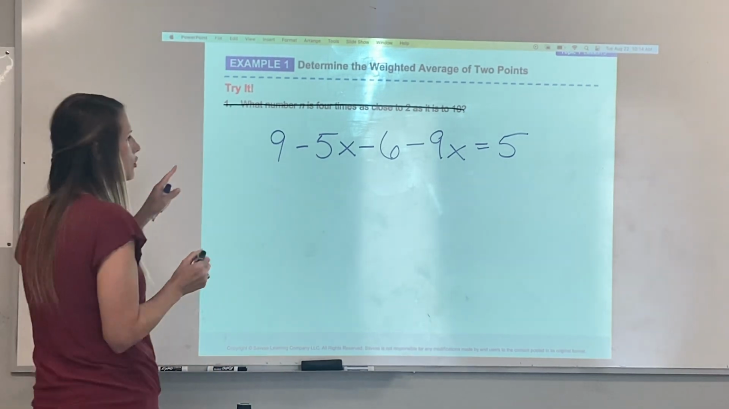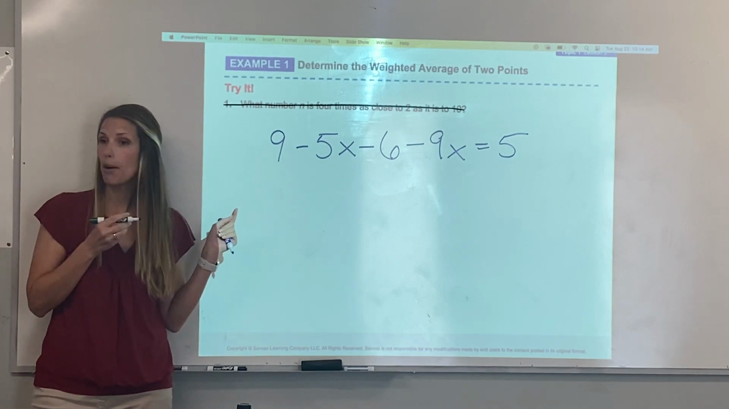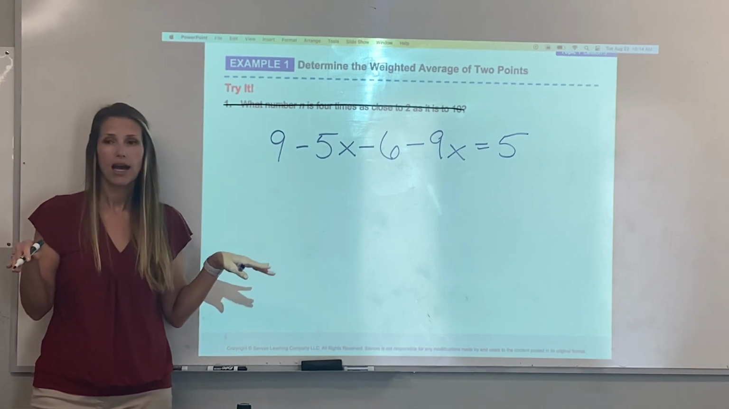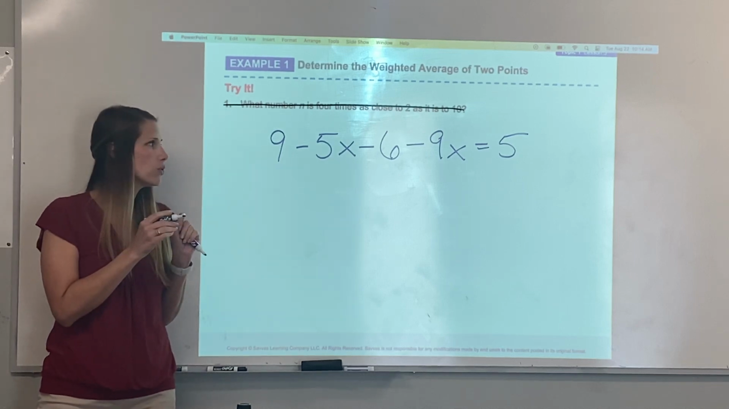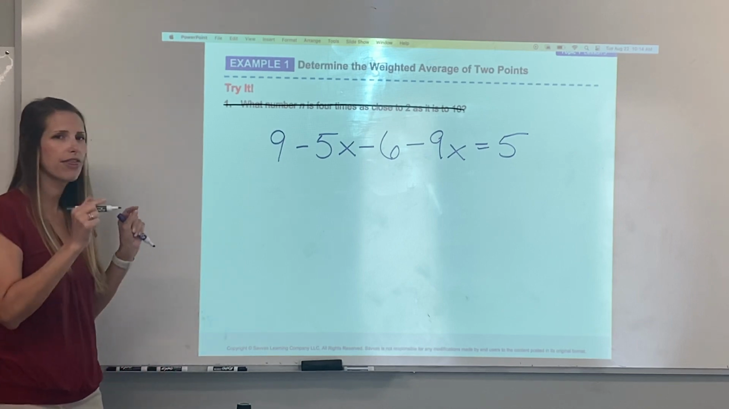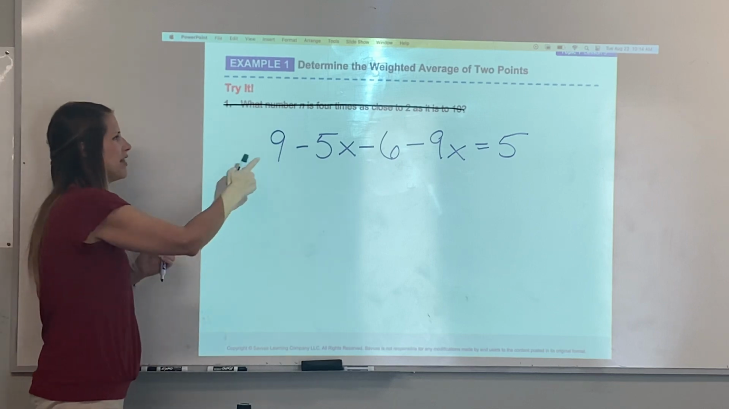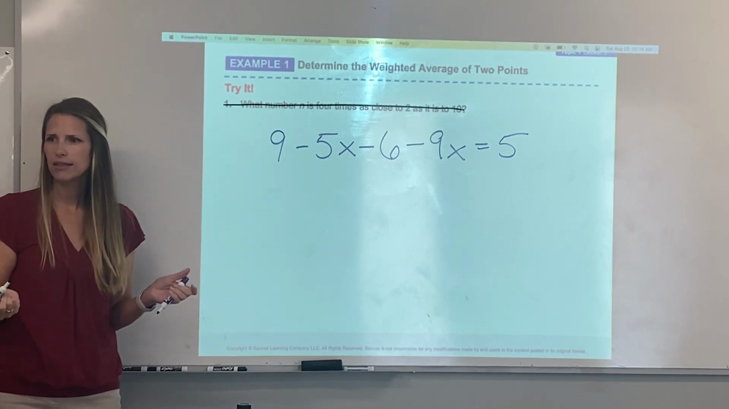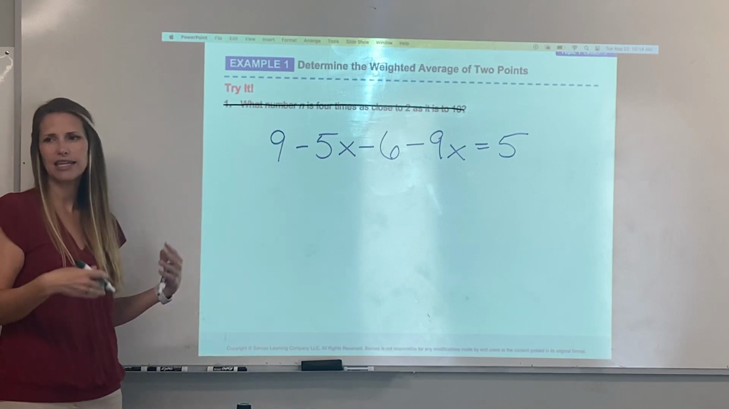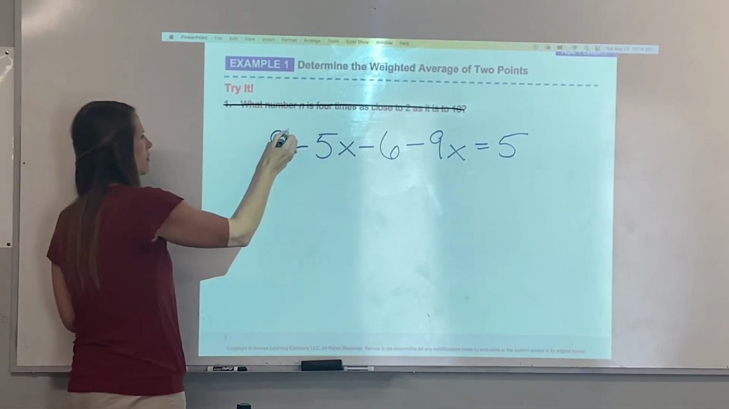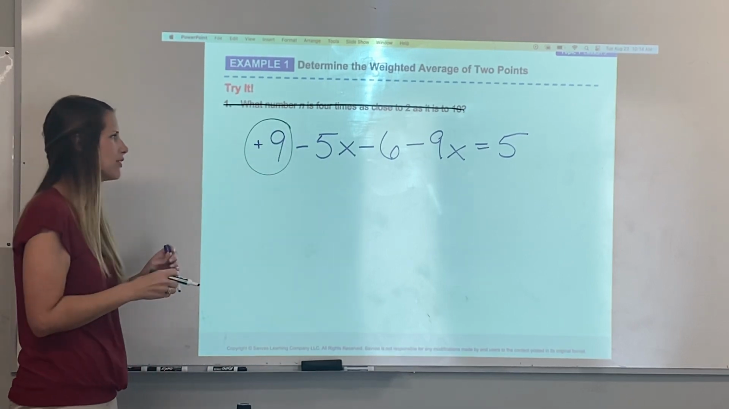Okay. I have to organize my like terms. The most important thing, Callie, I need your eyes up here or I cannot do this, okay? To organize my terms, I'm going to circle them with their sign. Thank you. This 9 doesn't have a sign, so what is it? 9. It's just positive 9. If the sign is invisible, then it's positive. You can even put a positive 9 if you want to, but you don't have to.